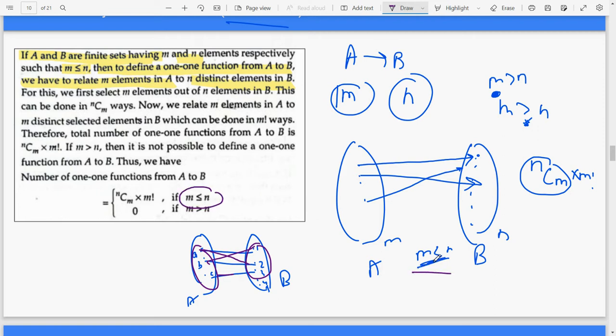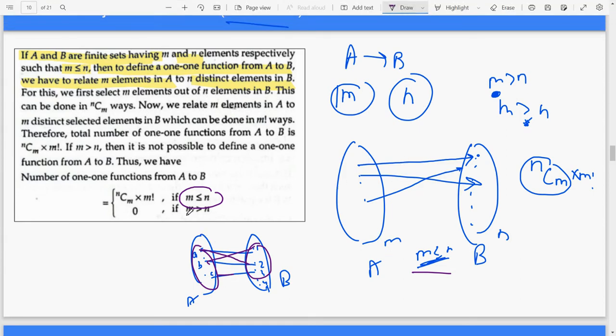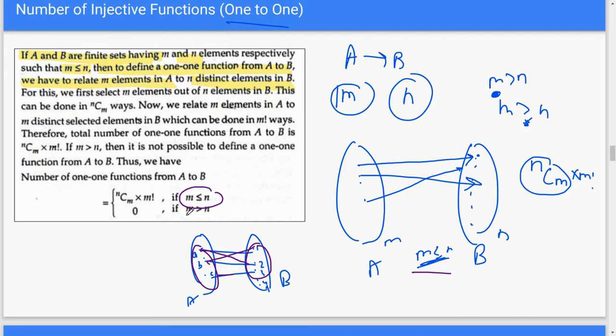Obviously, I explained why this condition is true. And if m is greater than n, then we are not going to have any one-one function. No function is going to be one-one. So this fact you have to keep in mind: how to find the number of one-one functions from given A and B.